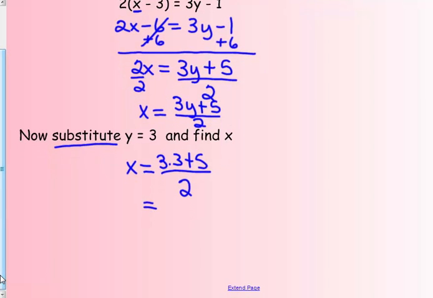3 times 3 is 9, plus 5 is 14. 14 divided by 2 is 7. So x would be 7. So when y is 3 in this equation, x would equal 7.